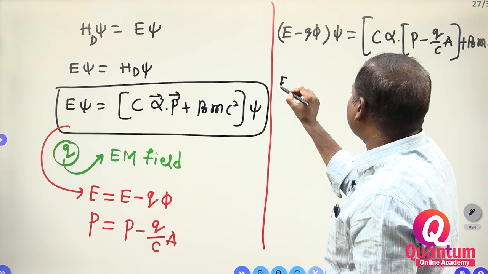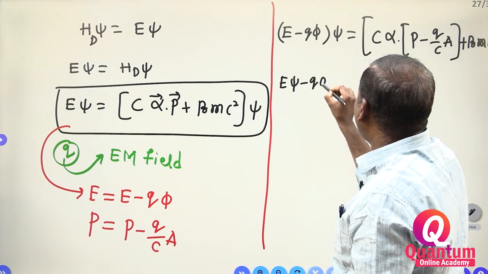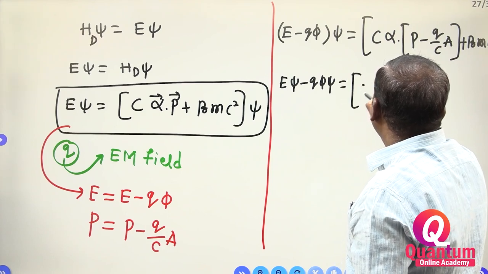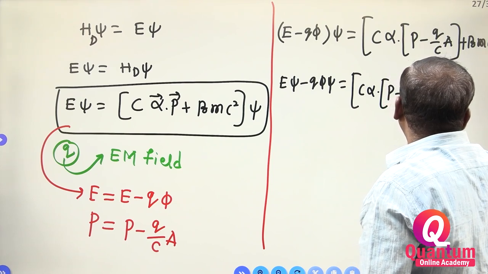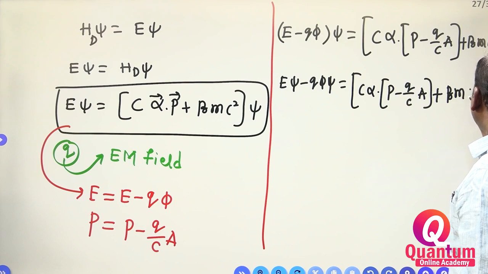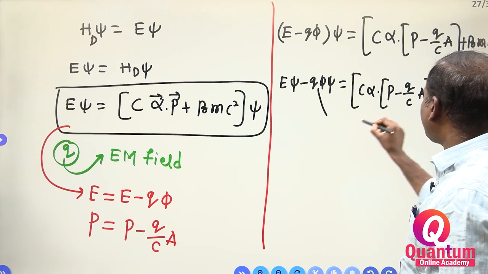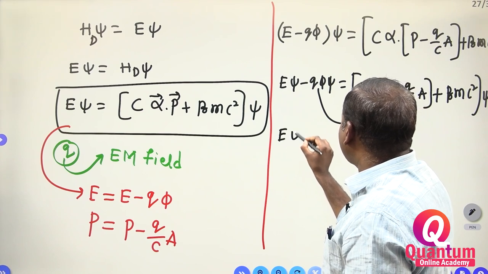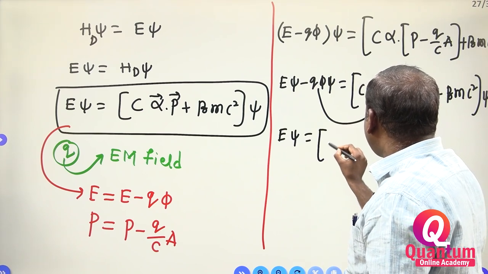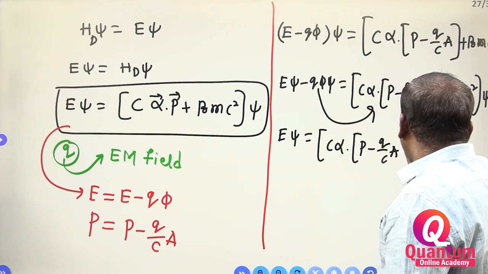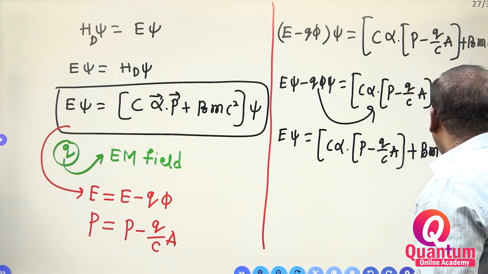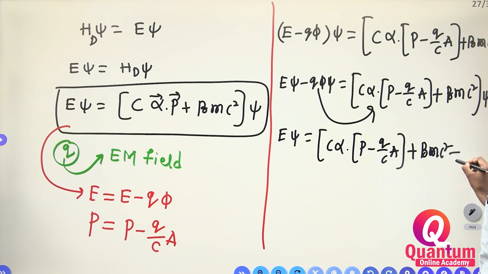Now, Eψ minus qφψ is equal to c α·(p minus (q/c)A) plus βmc² into ψ. This part you have to bring to this side. Eψ is equal to, which one we have to write? cα·(p minus (q/c)A) plus βmc². If it is minus, it will come plus qφψ. ψ, I am taking common, the entire thing.